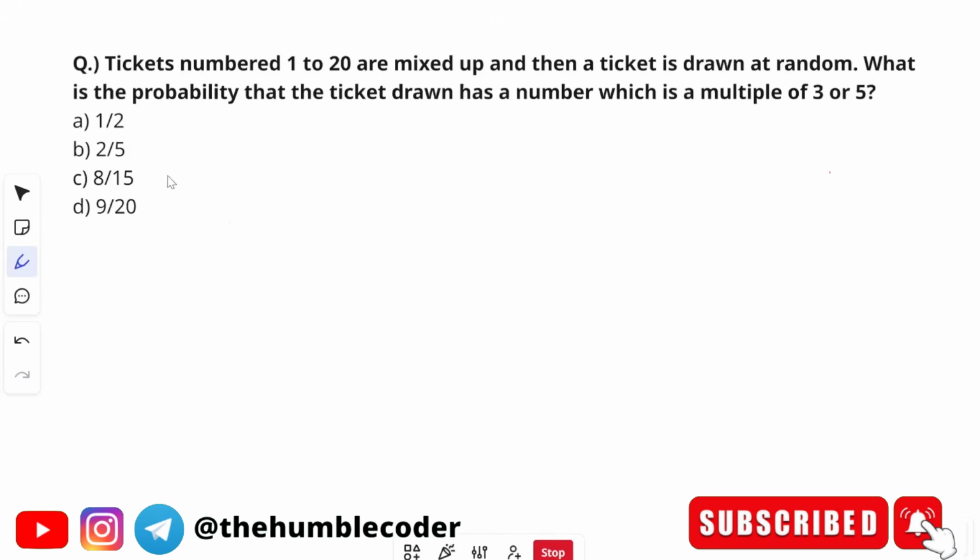So guys, let's look at this first question that we have. Tickets numbered 1 to 20 are mixed up and then a ticket is drawn at random. What is the probability that the ticket drawn has a number which is a multiple of 3 or 5? Let's see how we are going to solve this question.